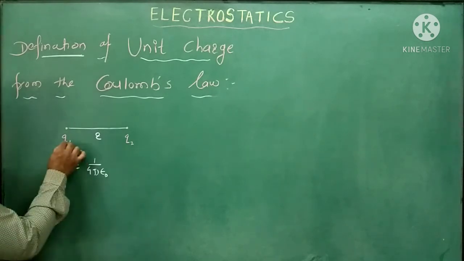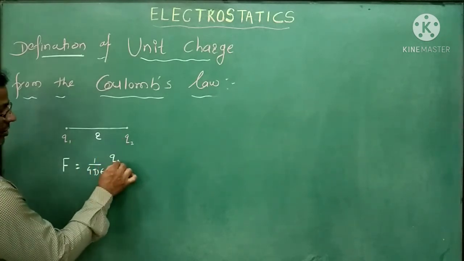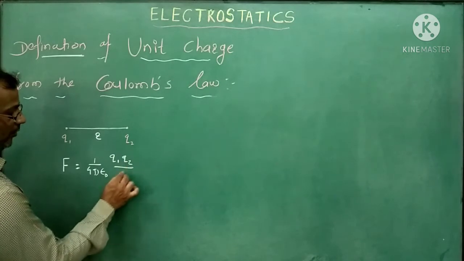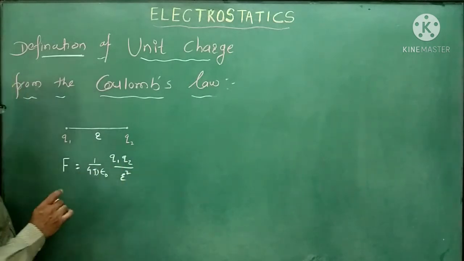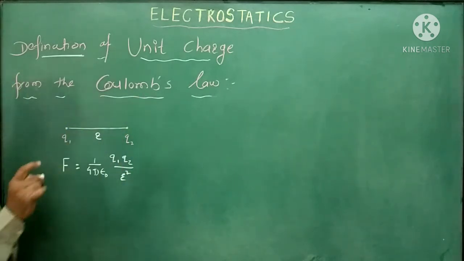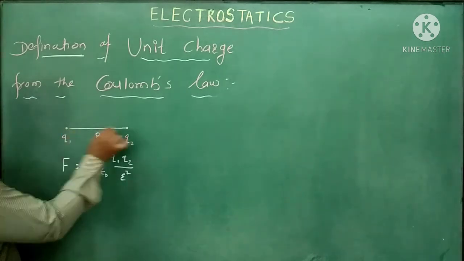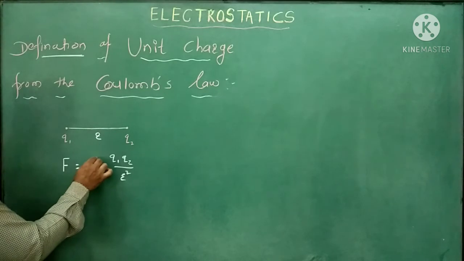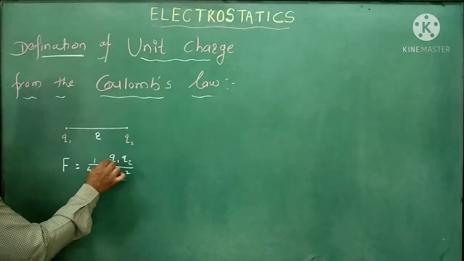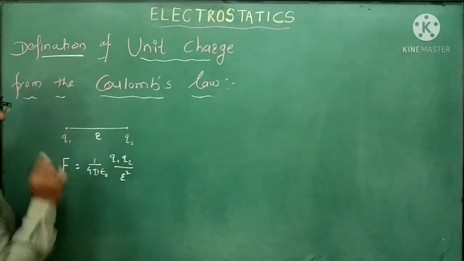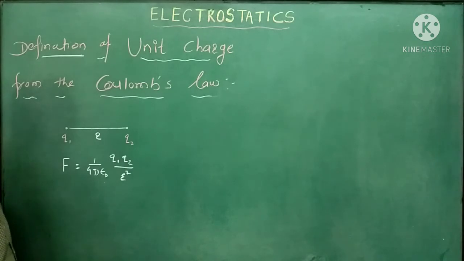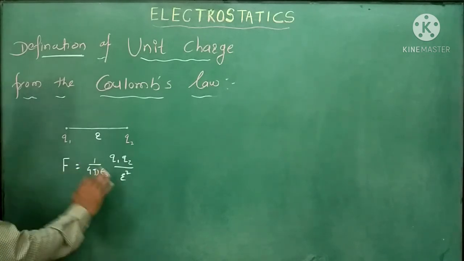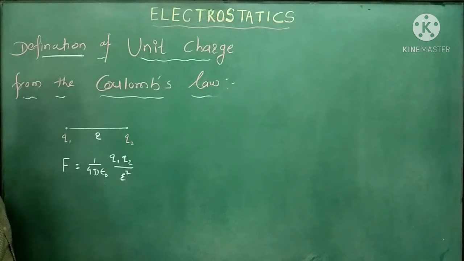Then here, charges Q1, Q2 upon distance square. See here, as per Coulomb's law, the force between these two electrical charges in vacuum is 1 upon 4 pi epsilon 0, charge Q1, Q2 upon R square. So this is the formula of electrostatic force.